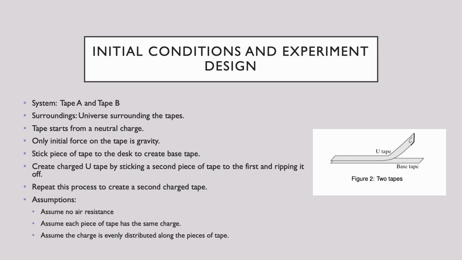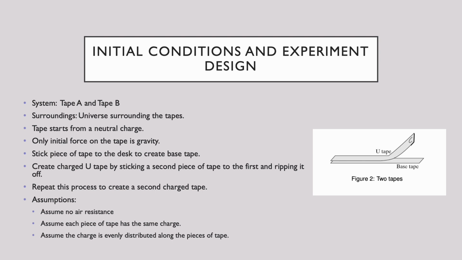So for the experiment, the system was tape A and tape B, and the surroundings were the universe surrounding the tape. The tape started from a neutral charge, and the only initial force on the tape is gravity. To create the U-tape, we stuck a piece of tape to the desk to create a base tape, and then I created a charge on the U-tape by sticking a second piece of tape to the first and ripping it off. This process was repeated to create two charged tapes.